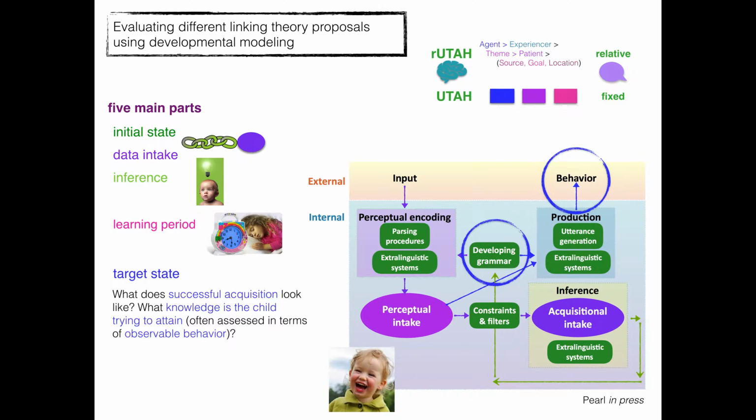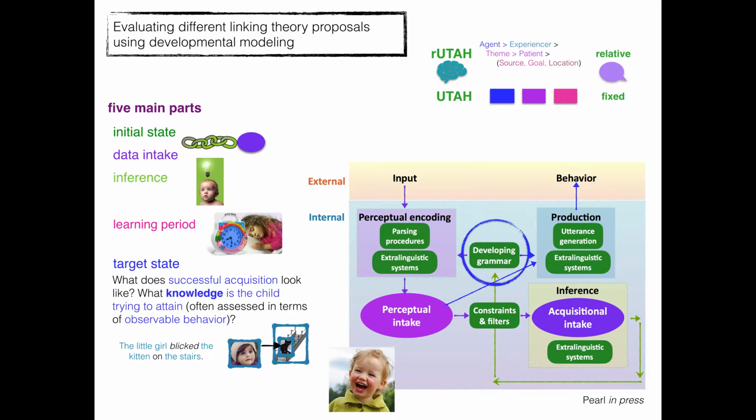And then the target state. So what does successful acquisition actually look like? What knowledge is the child trying to attain? That's the developing grammar here, often assessed in terms of the observable behavior, which, as you can see, actually goes through whatever the production engine is to get the behavior we observe, right? But you often try to infer what the developing grammar looks like on the basis of that behavior. That's your target state.